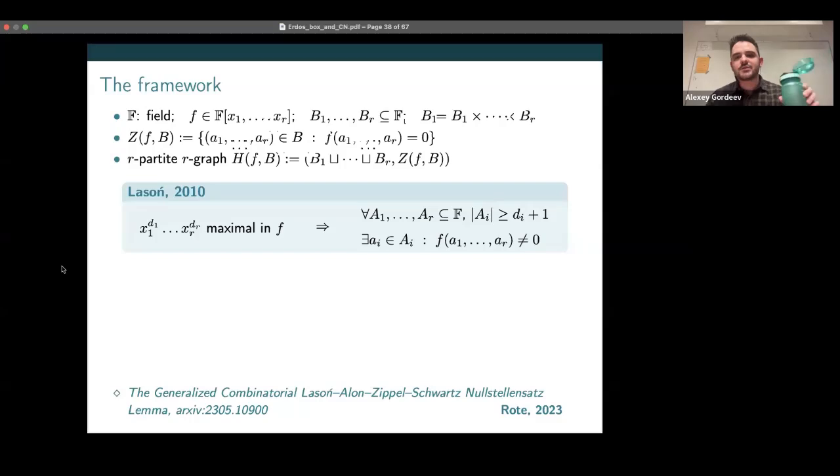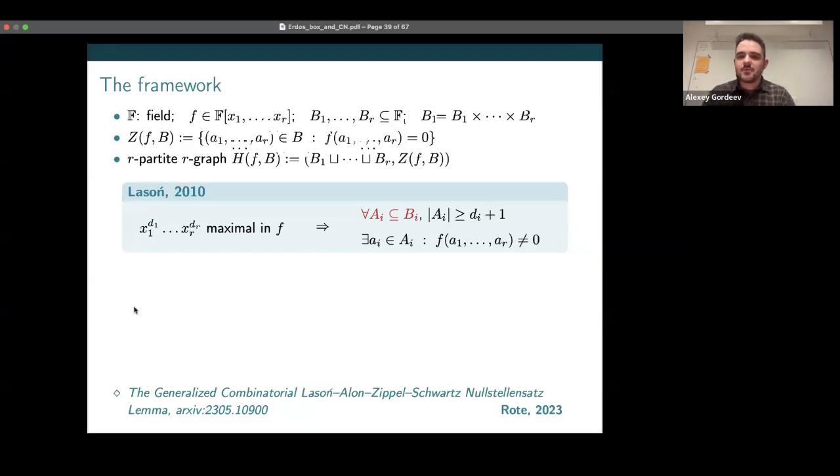Now let's remember Alon's theorem. It says that if we have some maximal monomial in our polynomial f, then for any sufficiently large product set A1 times ... times Ar, we can always find a non-zero point on this product set. Instead of taking any A1 through Ar, we can take subsets of our fixed product set B. I just restricted the possibilities for the sets Ai, so of course the theorem is still true.